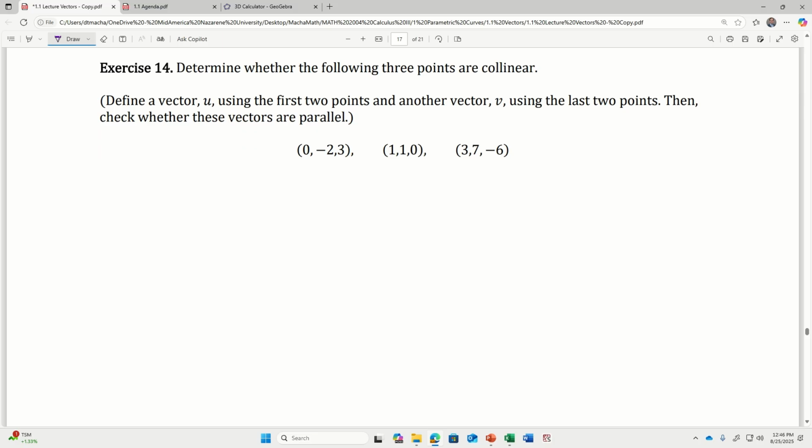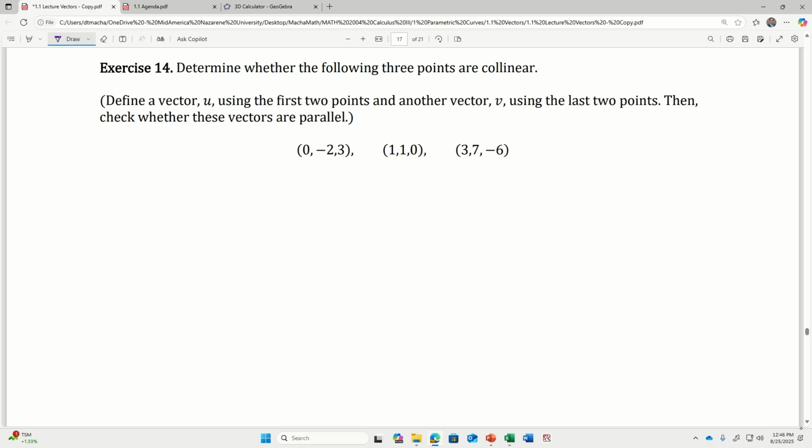So here's another question that might seem a little bit familiar to you, a little bit of deja vu. Determine whether or not these 3 points are collinear, whether they lie on the same line or not. But this time, my instructions say, first, I'm going to define a vector u using the first 2 points and another vector v using the last 2 points. And then another way I can check to see if points are collinear is I can see if those 2 vectors are parallel. Because if they are parallel, then this means they're collinear. But if you get 2 vectors that aren't parallel, then that means, of course, they're not collinear.